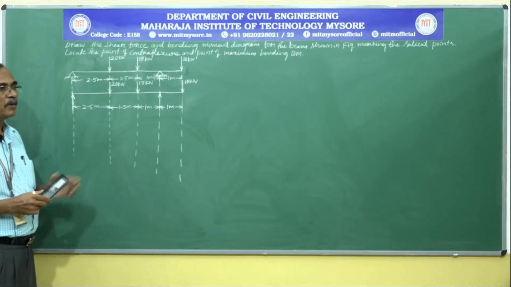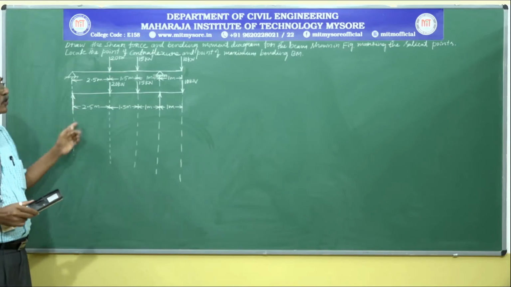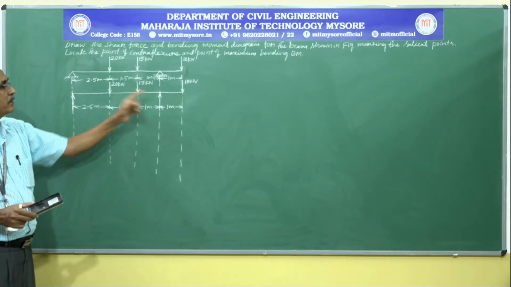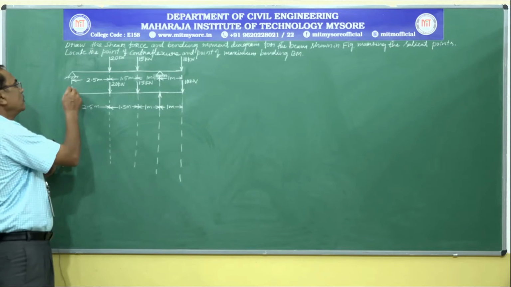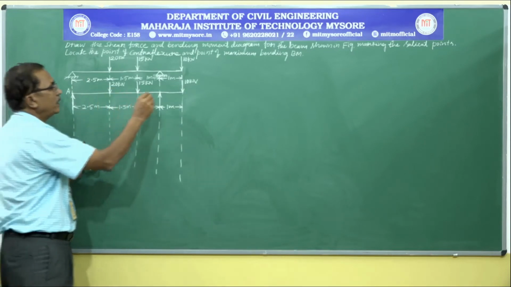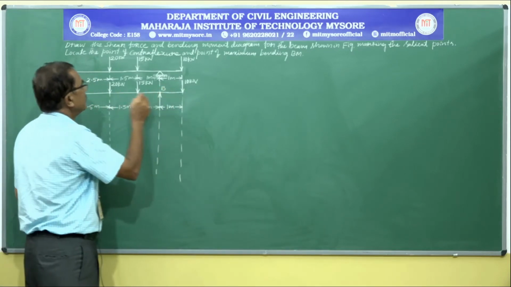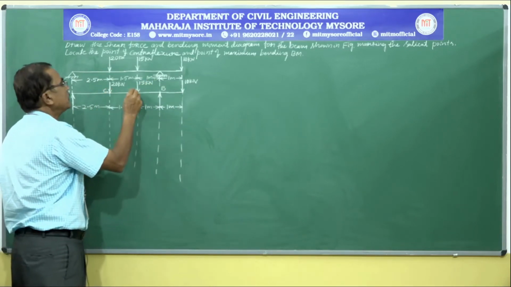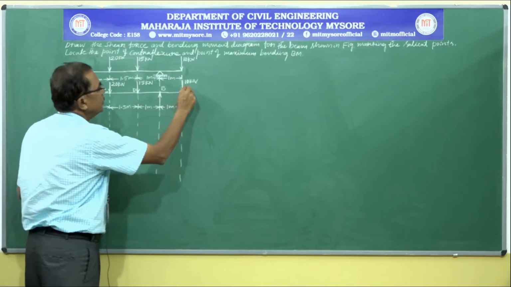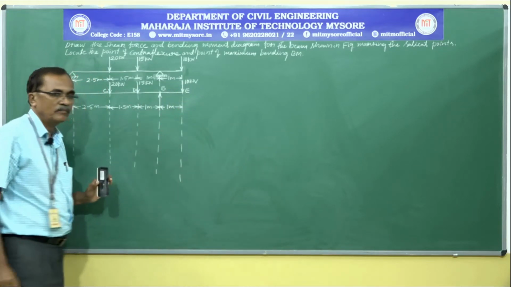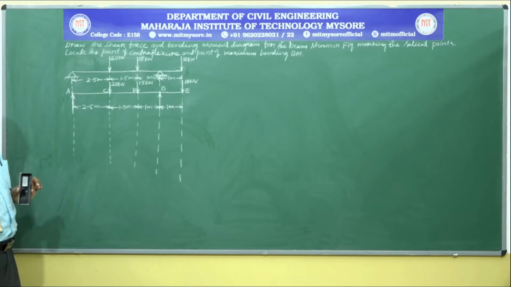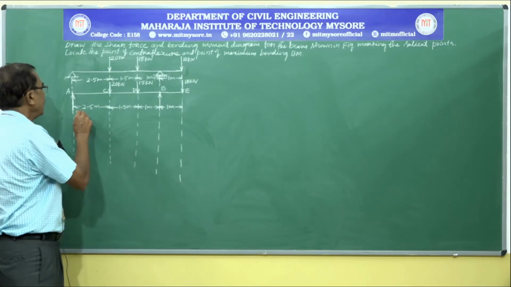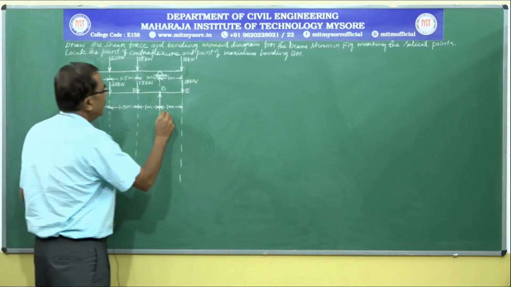Let us mark the salient points. As usual, unless specified, we take A and B for supports. Mark the left hand support as A and the right hand support as B, and next give the salient points serially C, D and E. Let us state the support reactions. Mark those reactions here on the loading diagram, RA and RB.